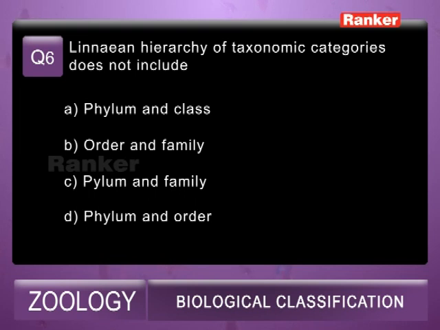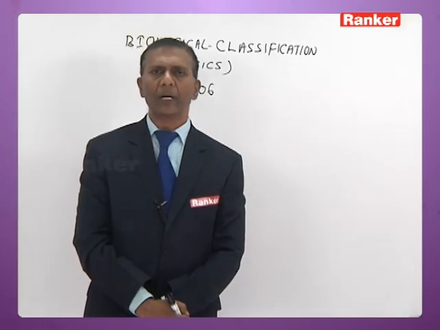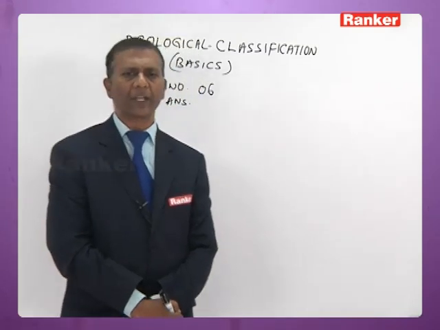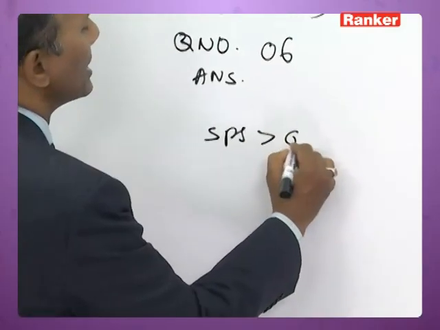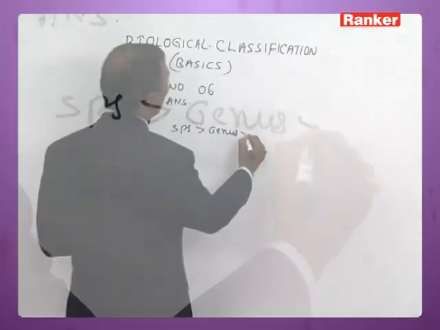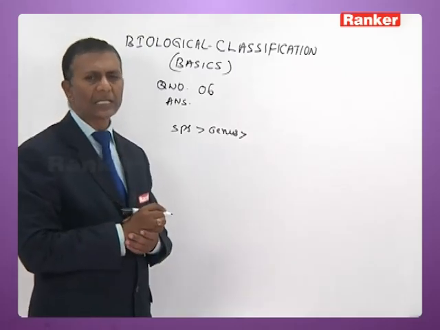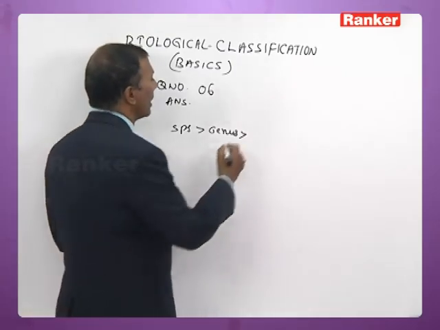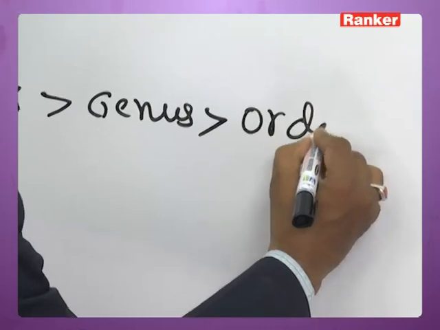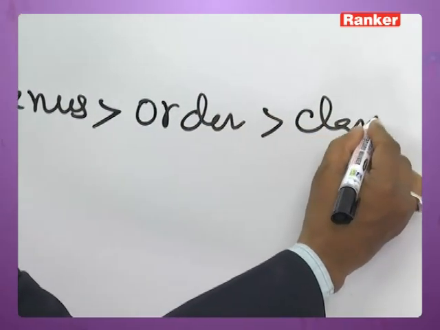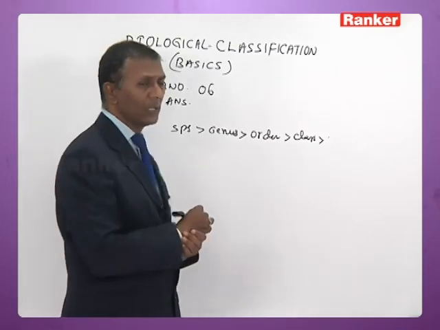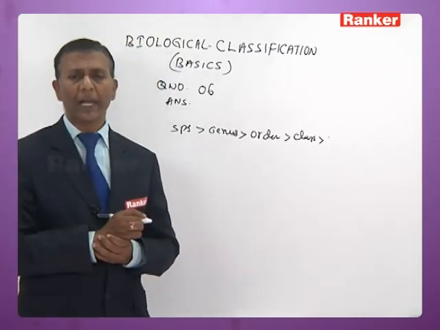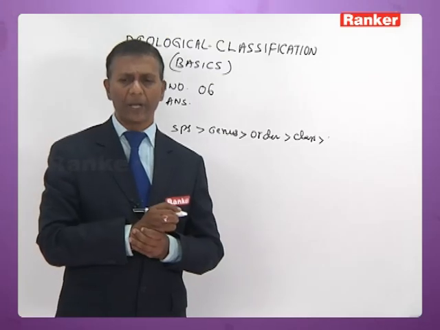Linnaean hierarchy of taxonomic categories does not include. Now Linnaeus put forth a hierarchical method of classification in which he placed species, genus, then order, class. So these are the four: species, genus, order and class. Only these four of them were put forth by Linnaeus in a hierarchical form.